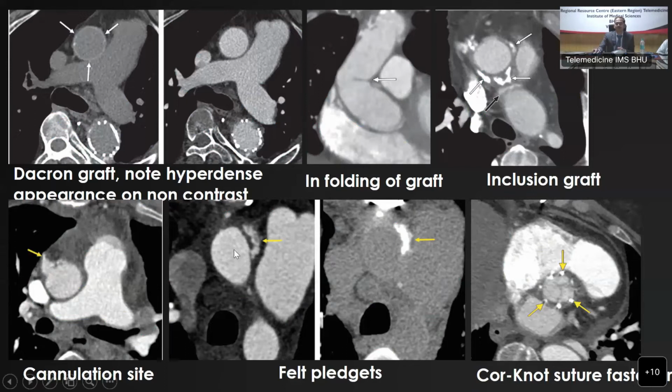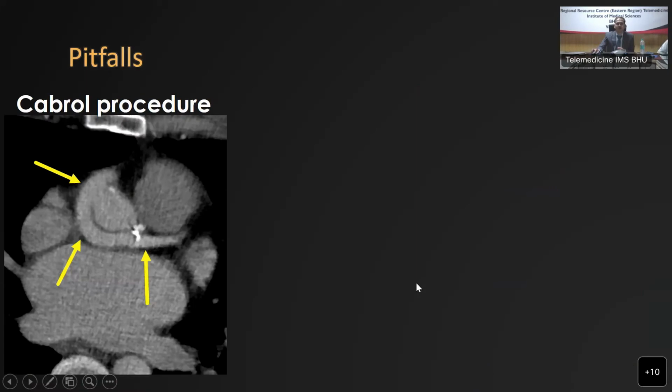Felt plates are commonly used during the closure procedure, as well as core knot suture fasteners, which are seen as punctate hyperdensities around the aortic root and the ascending aorta.